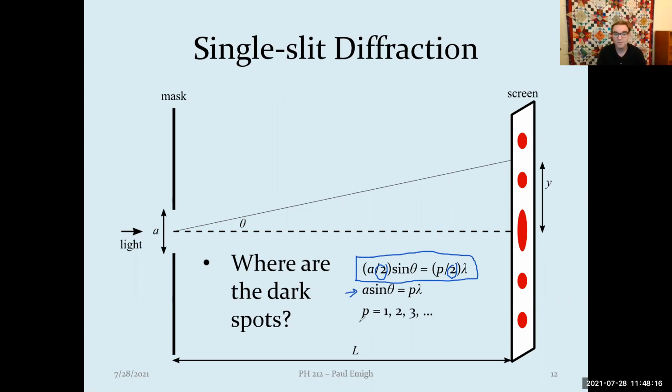And it turns out that this equation will actually work for any integer p: 1, 2, 3, 4, and so on. So now we know where the dark spots are going to be for single slit diffraction.